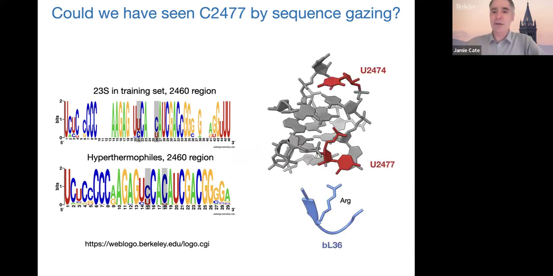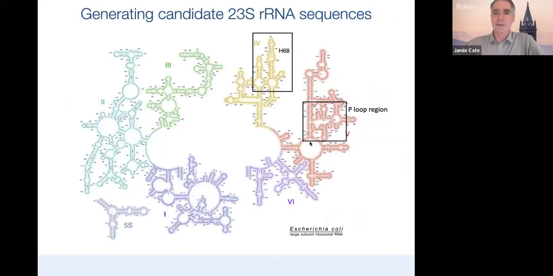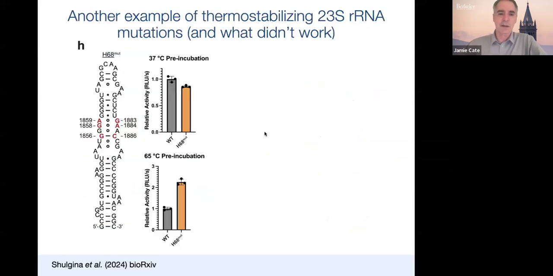And this just gives you a three-dimensional structure of the piece of the ribosome to show what this nucleotide is doing. It's actually contacting a ribosomal protein, which is kind of interesting. So this is one example of how we use the model. I'll give you two more examples just to show that.